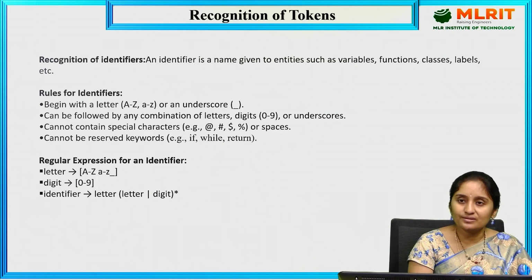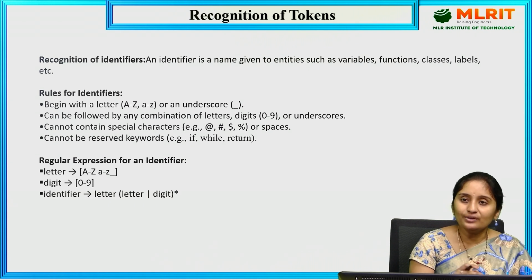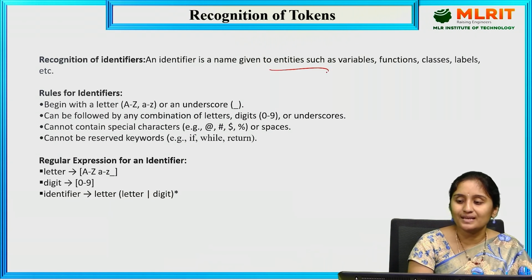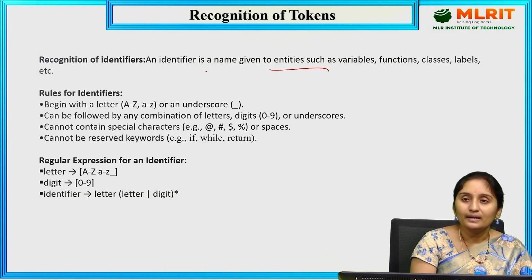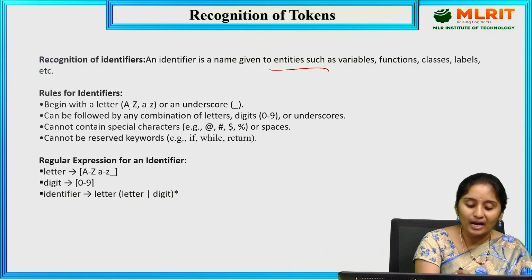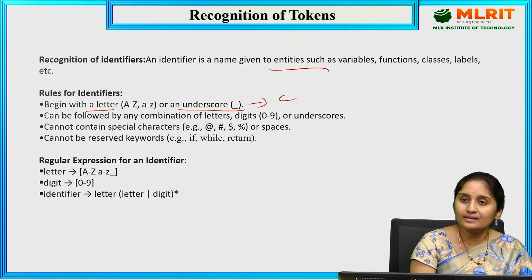The next one is recognition of identifiers. An identifier is nothing but a name given to entities such as variables or functions or classes or labels, anything. That is the name which we give, and we call it an identifier. So what are the rules for how an identifier should be? An identifier should start with a letter or an underscore. This is what we generally follow in C. In C there can be an underscore, but in Pascal no symbols are allowed, like underscore, whereas here in C the underscore is allowed.